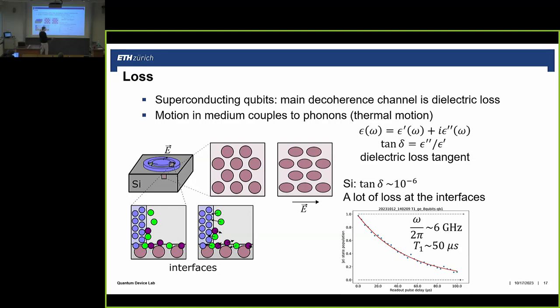And then you can see that typical qubits are 6 gigahertz, and this is a measurement of how fast the energy decays. So if you excite the qubit, wait a certain time, how it decays. This one has an exponential decay constant of 50 microseconds.